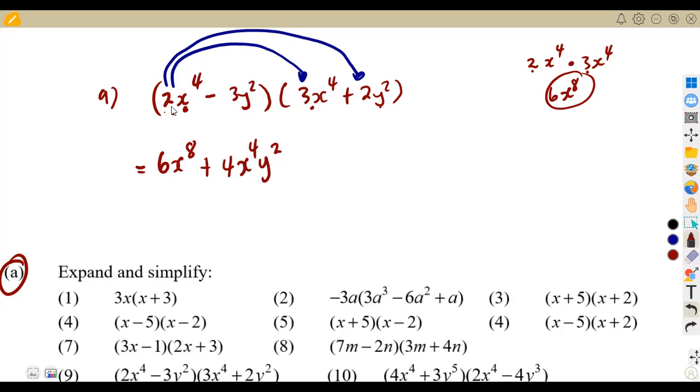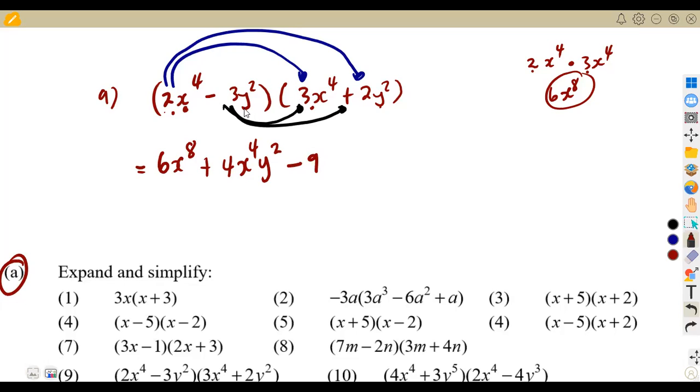Right, so we are done with the first part, 2x to the exponent of 4. It has multiplied everything. It is the same situation that we are going to have with minus 3y squared. Take note, there is a negative there, so you must consider that negative. It must multiply this term, and also it must multiply this term. So what does it mean? We are going to multiply minus 3 and positive 3. That's a negative 9.